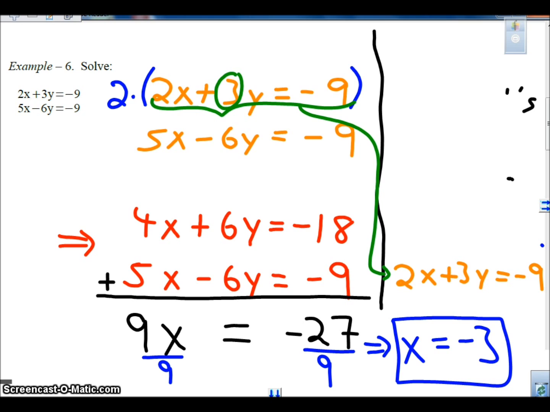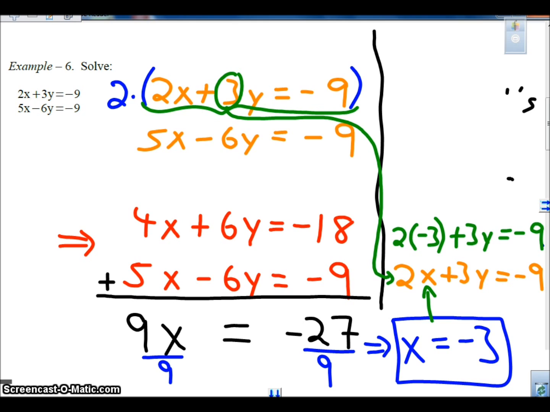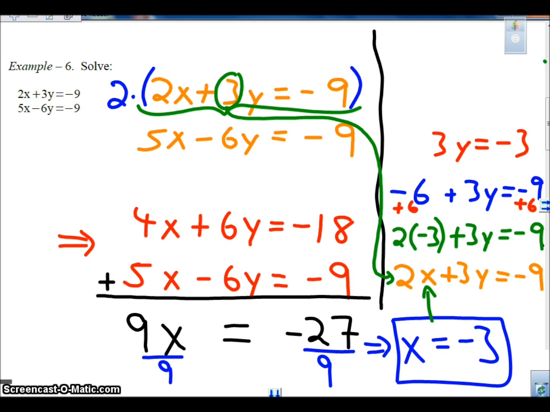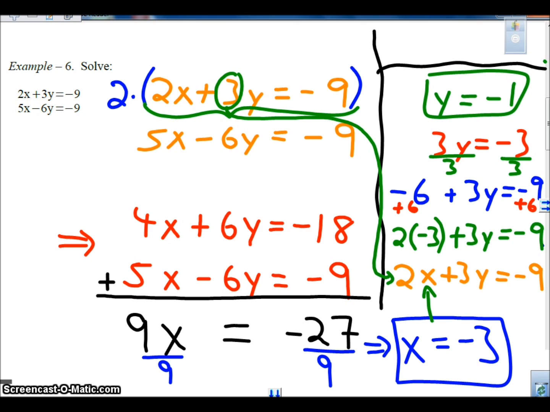So I'm going to take this 2x plus 3y equals negative 9. I'll plug negative 3 in for x. And so we'll get 2 times negative 3 plus 3y equals negative 9. 2 times negative 3 is negative 6. We'll add the 6 to the other side, and that gives us 3y equals negative 3. And then we'll divide by 3 on both sides, and we get y is equal to negative 1. So putting that together, we have x equals negative 3 and y equals negative 1. So as an ordered pair, our final answer is negative 3 comma negative 1.